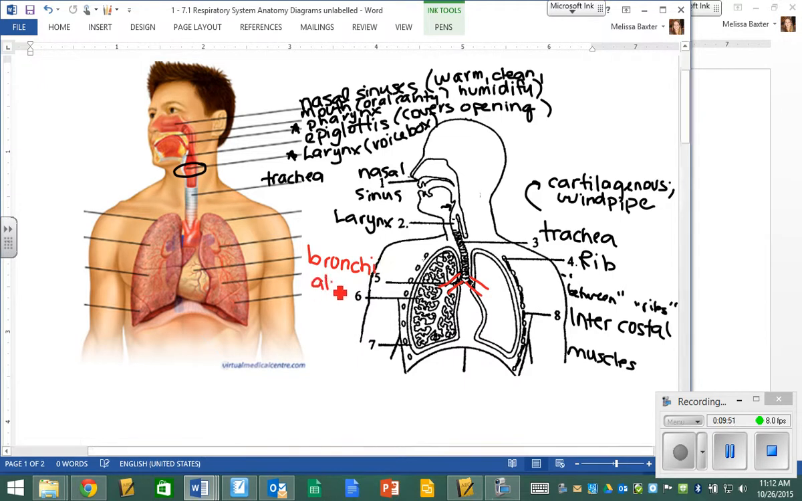Six would be what we call your alveoli. They're like little sacs at the end of the tubes of your lungs. And number 7 is sort of the area around the lung. We would call this the pleural membrane.